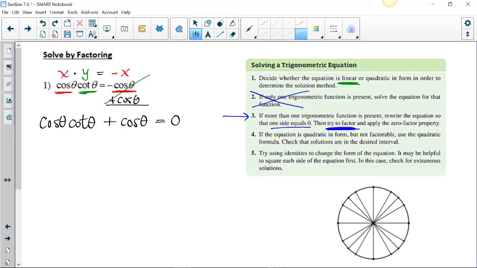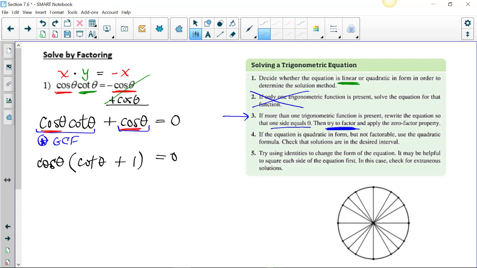Well, I have two terms. This is a term and this is a term. The first factoring method you should always try is greatest common factor. Do not forget that. Greatest common factor is our friend. I can see that both of these terms have a factor of cosine theta. So I'm going to factor that out, which just means divide. So I'm dividing out a cosine theta, so I have cotangent theta plus 1 equals 0.